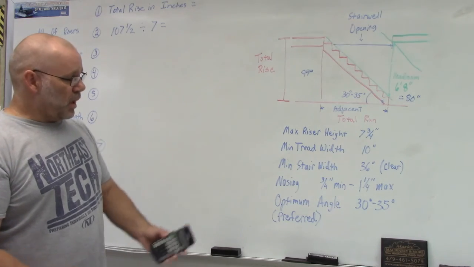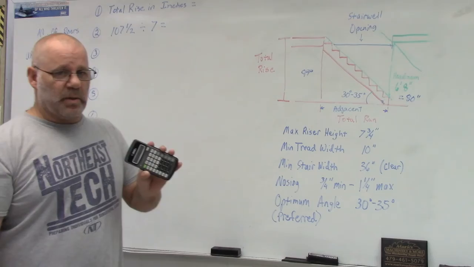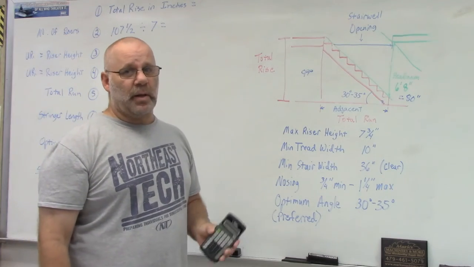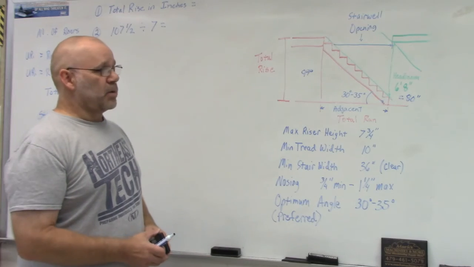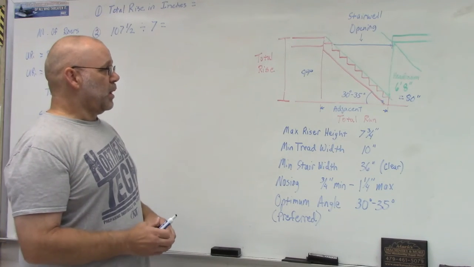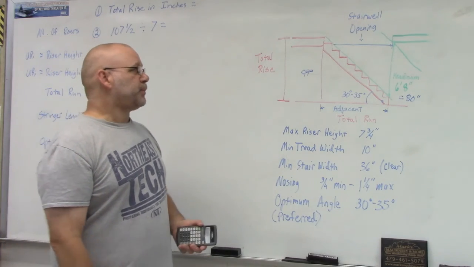Okay, so today for these calculations I'm going to be using this TI-30XA calculator. You can pick it up at Walmart for like $9, so it's nice and cheap. It's got all the buttons that you need for figuring out stairs.